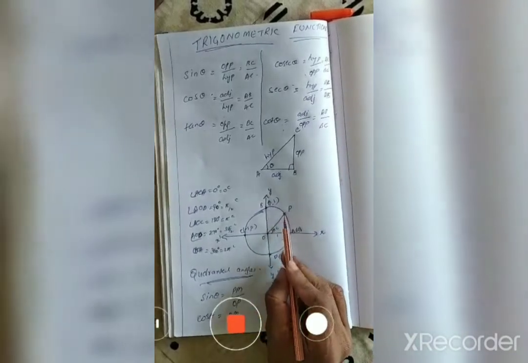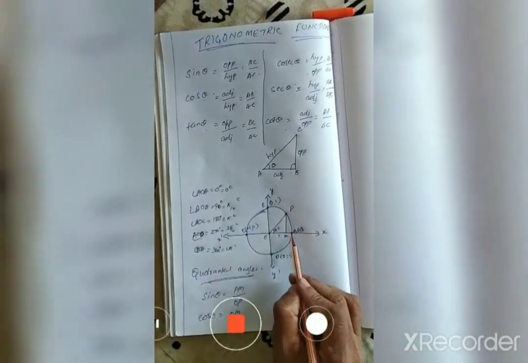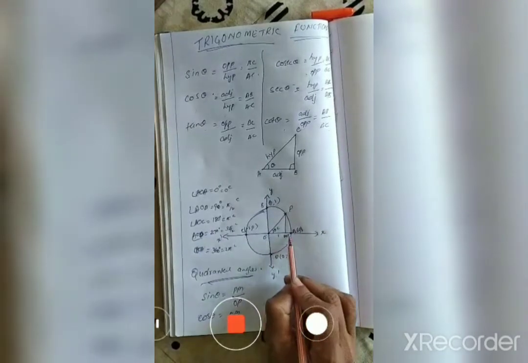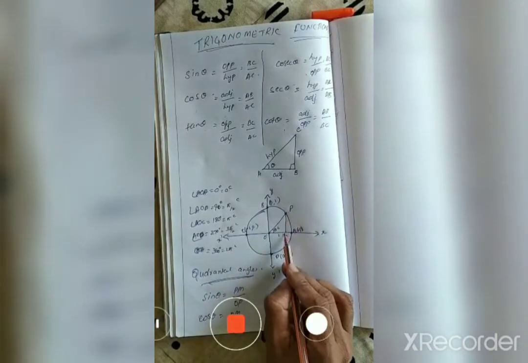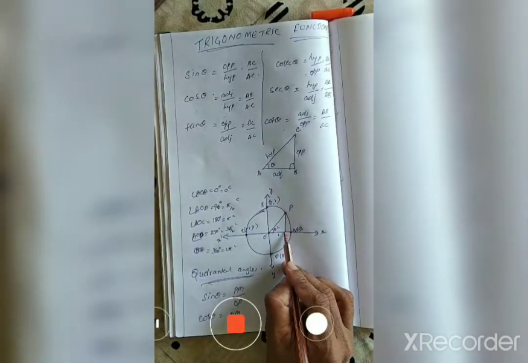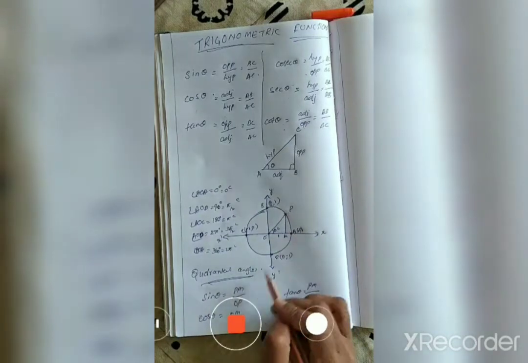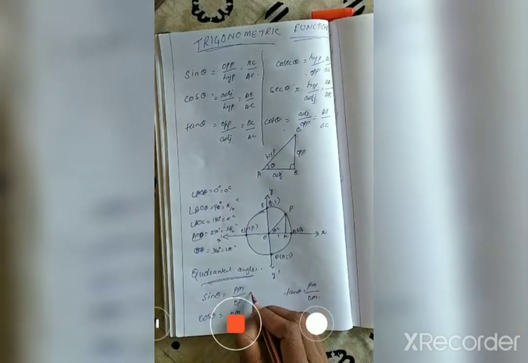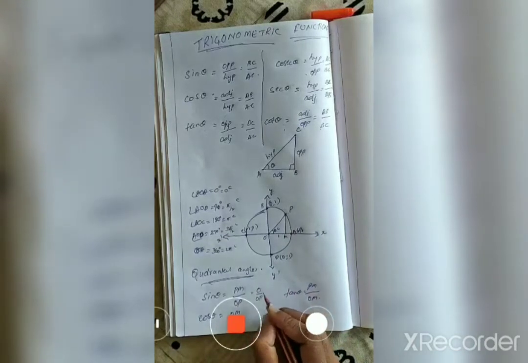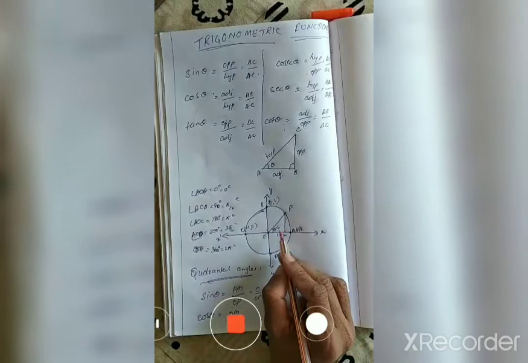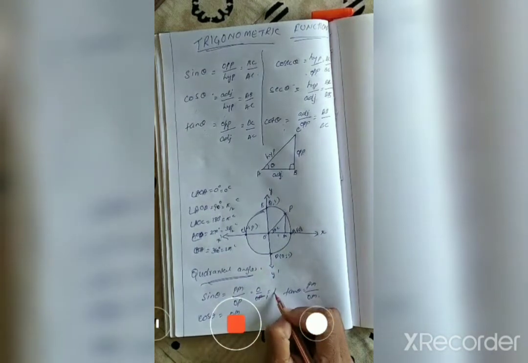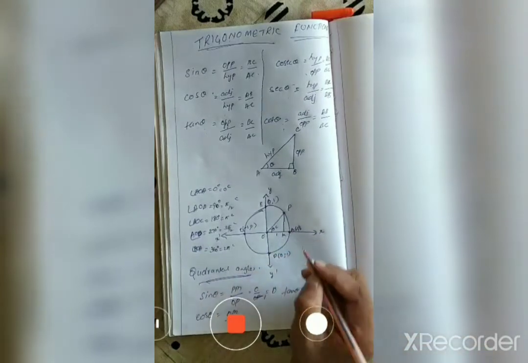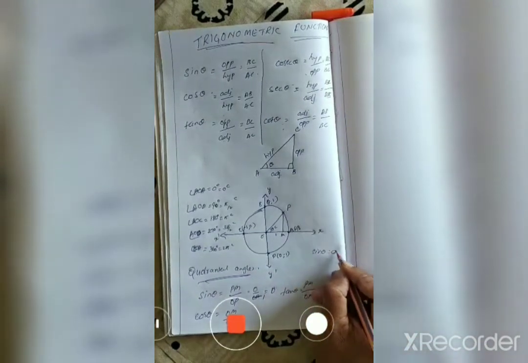When the angle is 0 degree, means the point P coincides with the point A, then there is no angle that is considered. So the distance PM becomes 0. There is no line PM, so PM becomes 0, so it is 0 by OP. OP becomes 1, the 1 radian, so 0 by 1, it is 0. So sine 0 is 0.